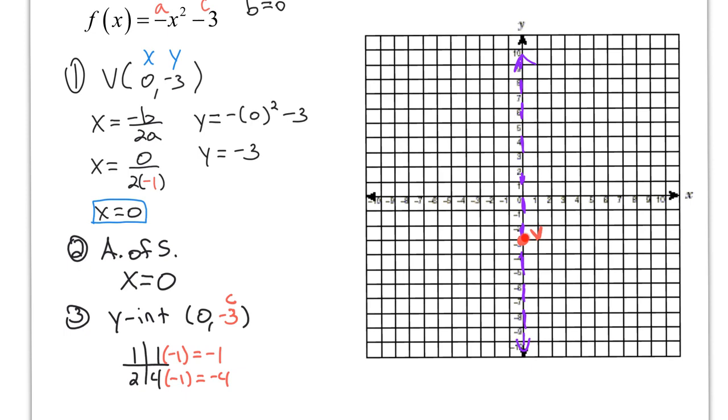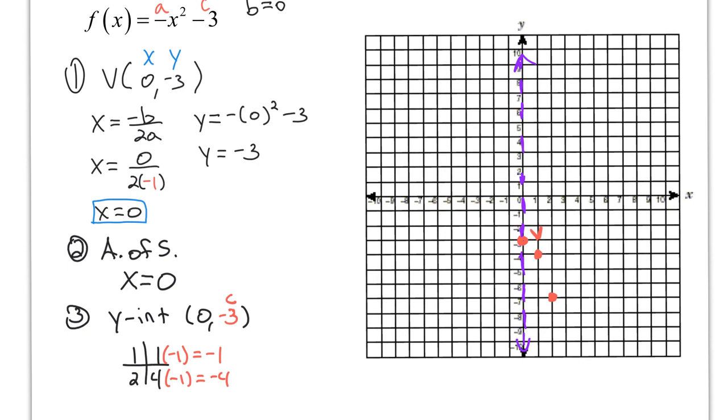And I'm just going to show you from the vertex. 1 to the right, 1 down. And you make a point here. And then from the vertex again, 2 steps to the right and 4 down. So 1, 2, 1, 2, 3, and 4 down. So we have our point right here.